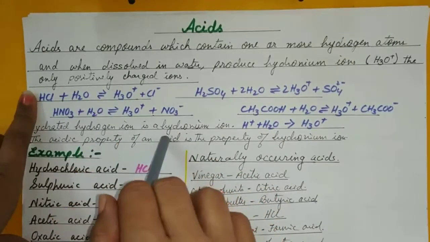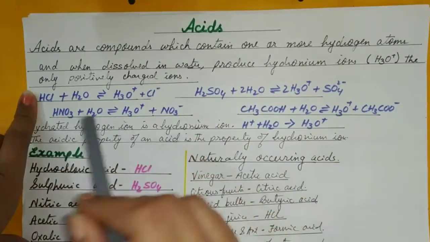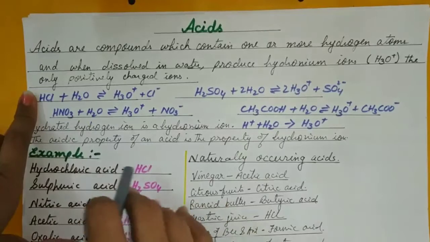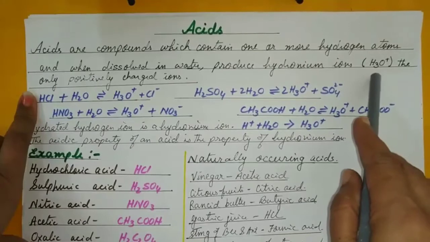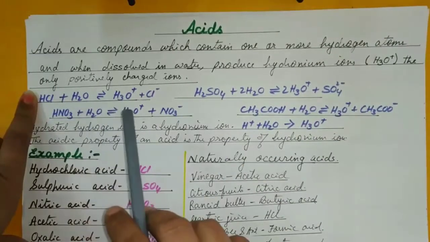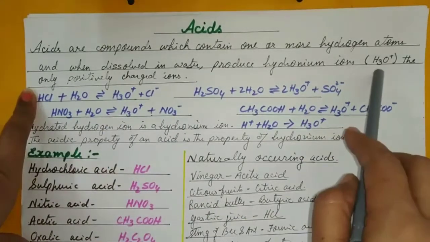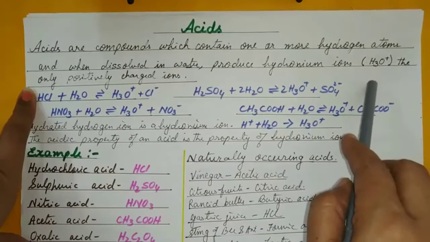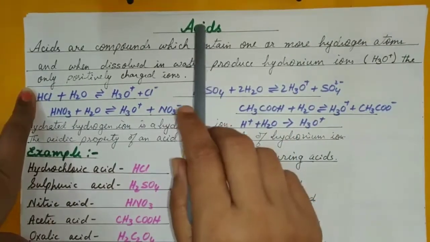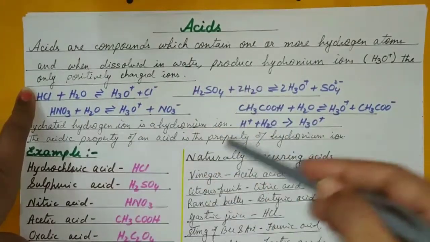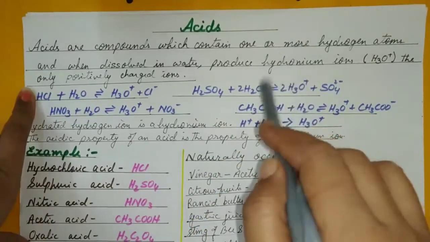Acids are compounds which contain one or more hydrogen atoms, and when dissolved in water, they produce hydronium ion H3O+, the only positively charged ion. Actually, the hydronium ion is the ion which plays the major role in giving the property to acids, like showing the color or the change in color of the indicator, its reaction, its properties.